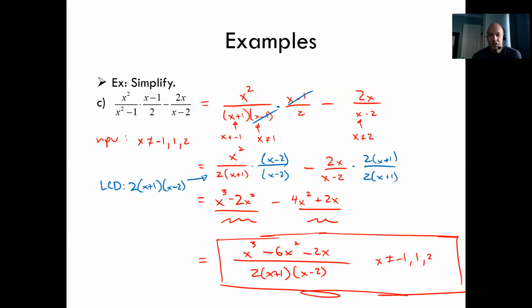Okay, for some reason I have the sneaking suspicion that I might have made a mistake, or I might have done something too quick in my head. I hope I didn't. Oh, I did. I knew it. Okay, I did make a mistake. My brain was telling me something was wrong. This one should be a 4x.